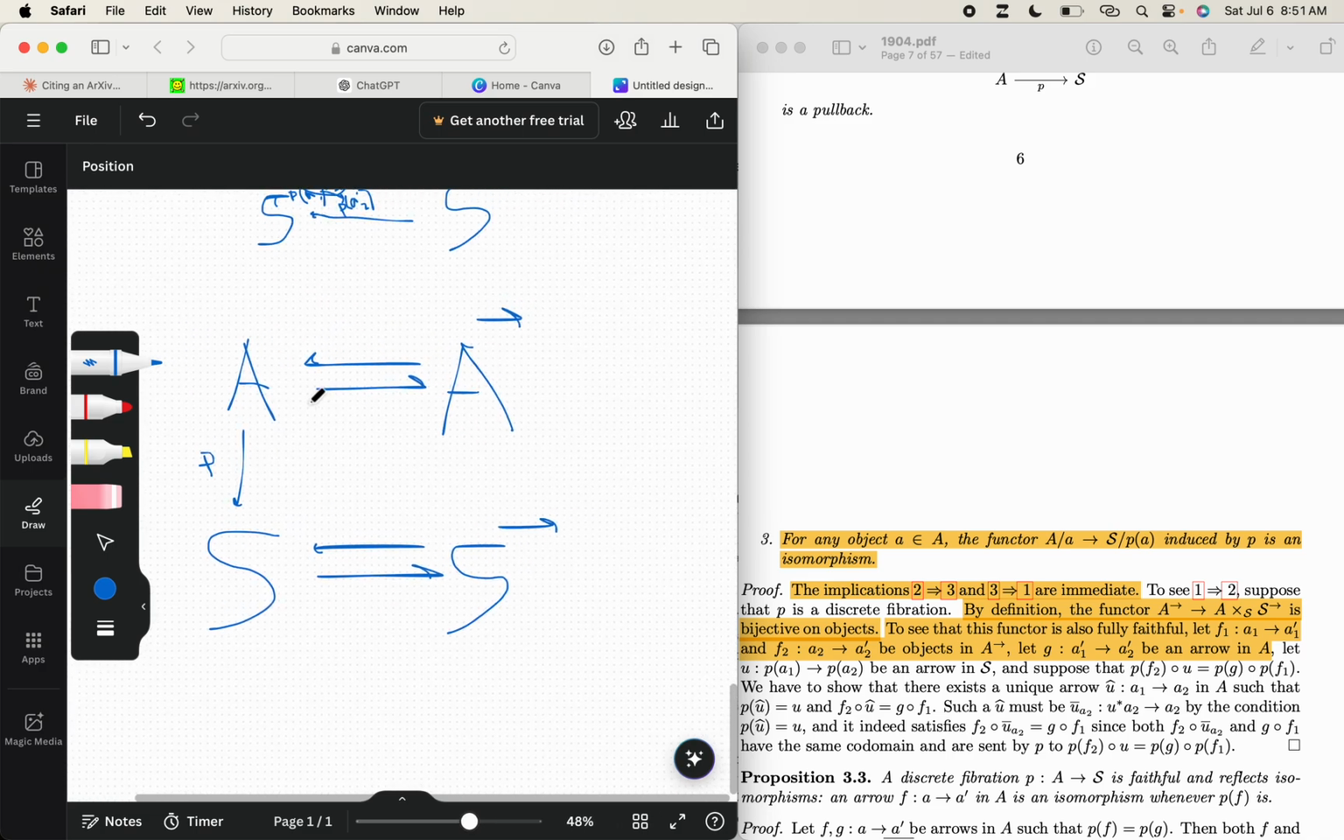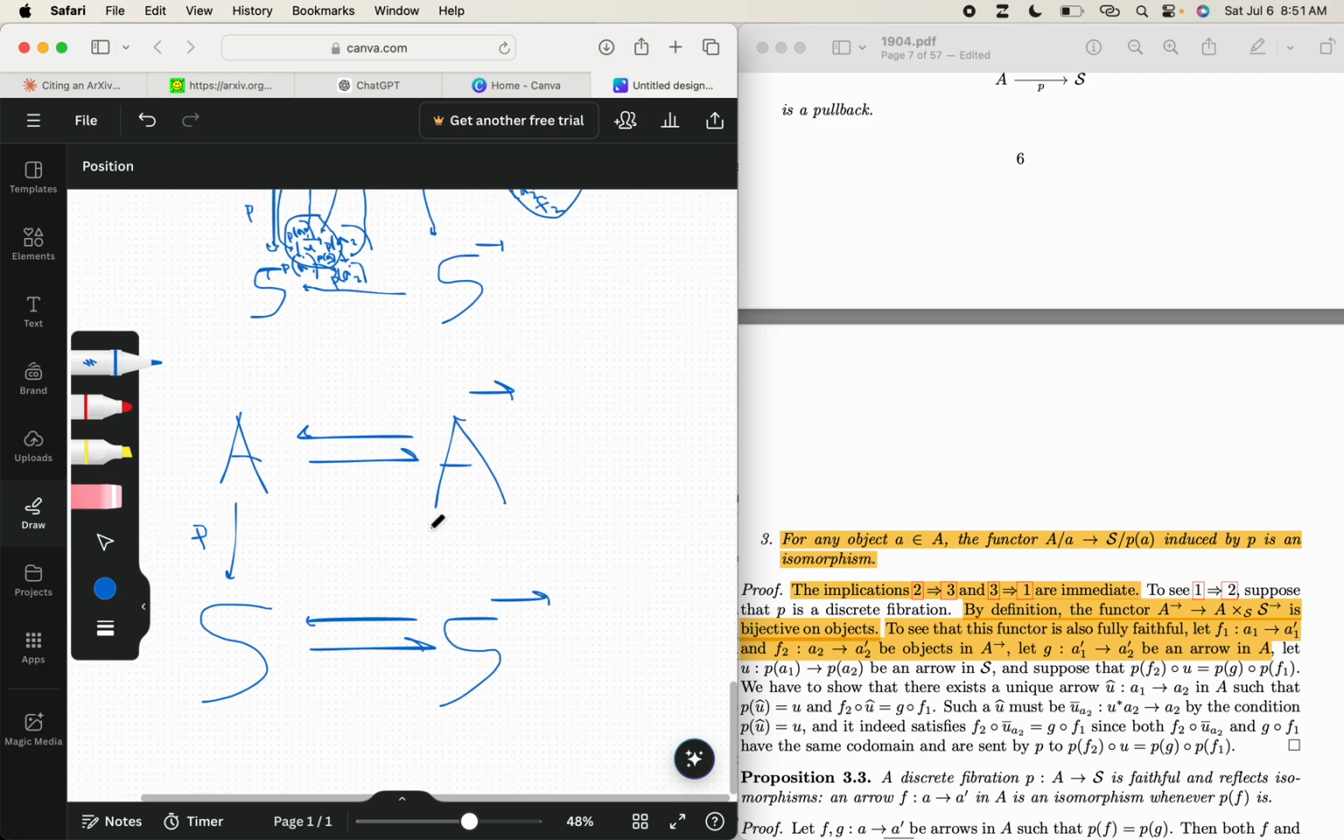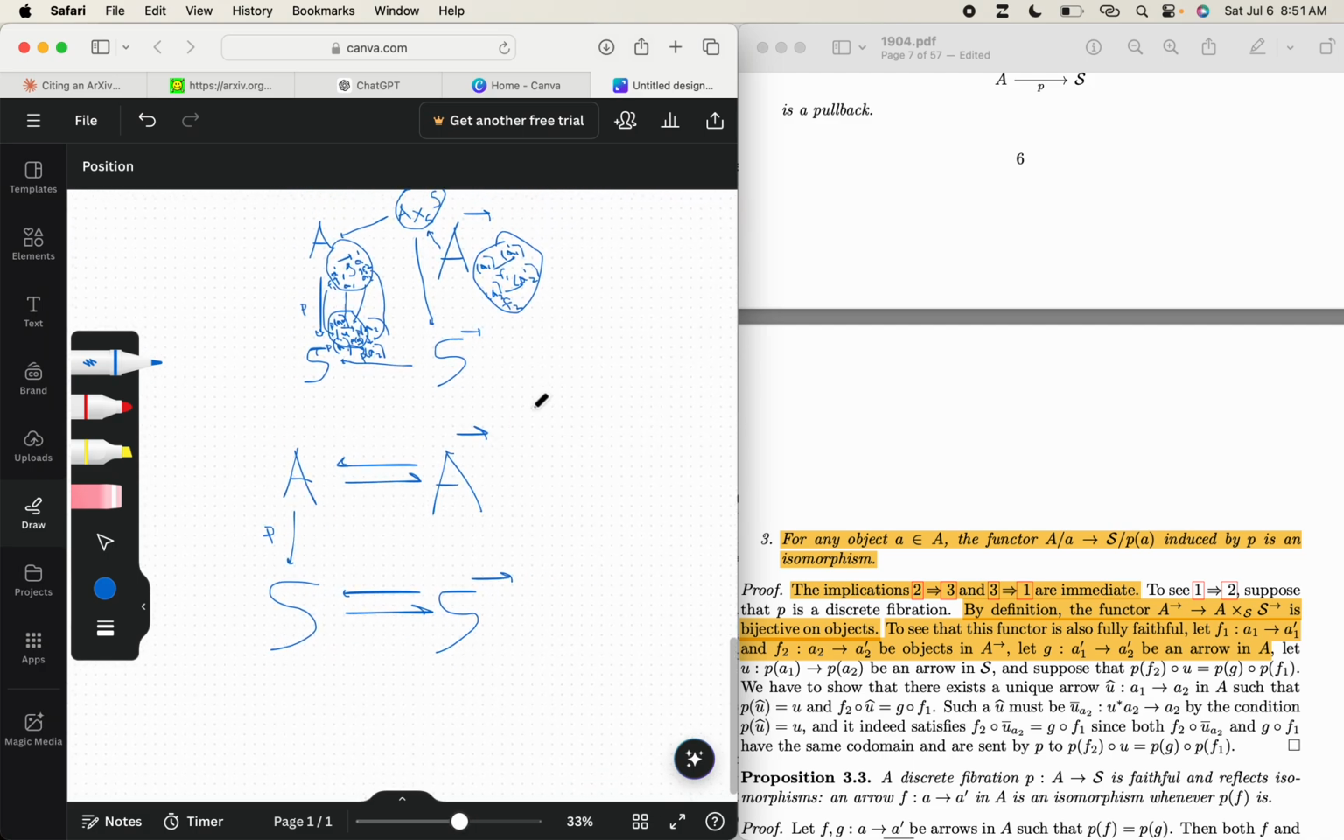And we're going to imagine that there's a pullback. And I would also like to imagine that this immediately induces something like this, but maybe that's part of the proof. I don't know. Okay, so we have this pullback. And then they're saying that there's a functor from this to this, and that it is bijective on objects.